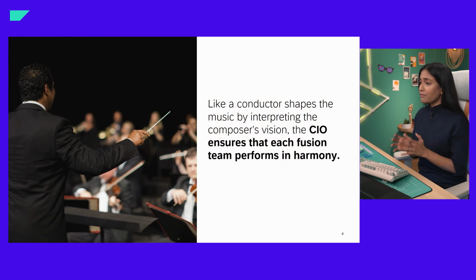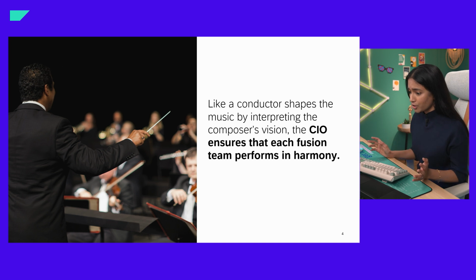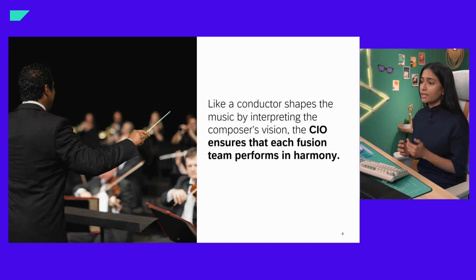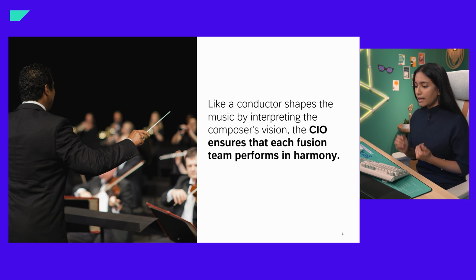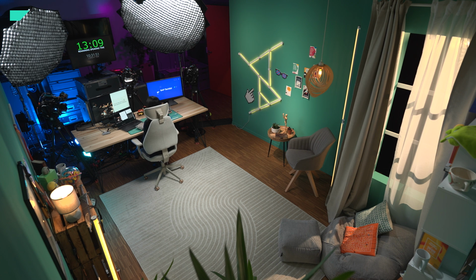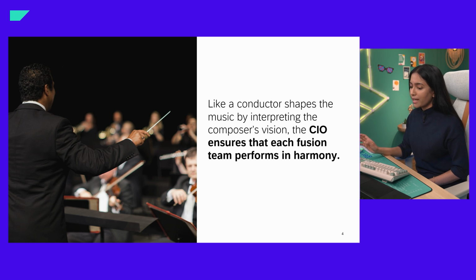We know that there are several elements to a Fusion team, and one of the key elements, the key conductor, as we say, is the CIO. The CIO serves as the conductor, guiding and leading the Fusion teams, much like how a conductor shapes the music by interpreting the composer's vision. The CIO interprets the organization's goals and ensures that the Fusion team performs in harmony. Their role is pivotal in setting the tempo, direction, and the overall cohesion of the digital transformation journey.